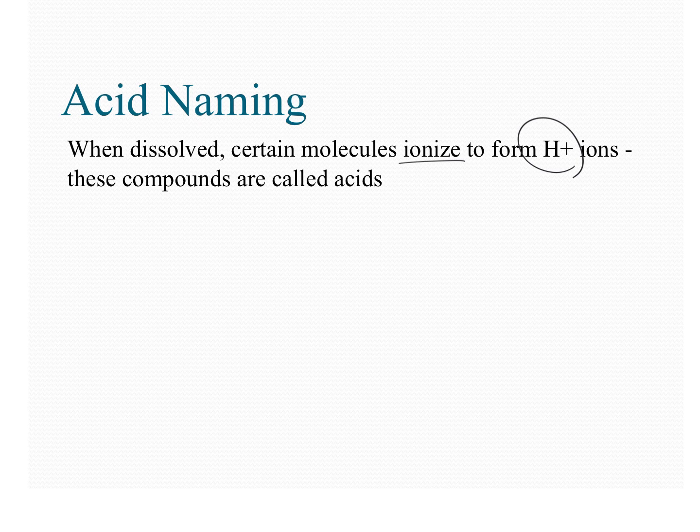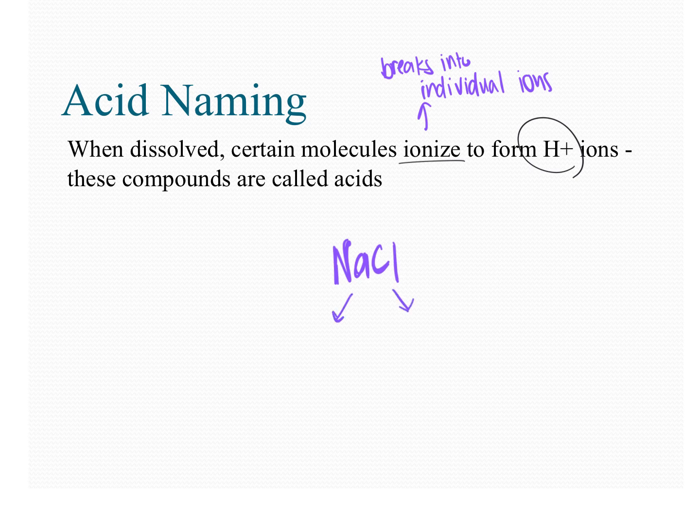That's what ionizing means, right? Ionize means breaks into individual ions. Let me give you an example: NaCl. Do you know what compound that is? It's salt, typical table salt. When we put salt into water, it dissolves or ionizes. That means the sodium and the chloride separate, and we are left with Na plus 1 and Cl minus 1. That's what it means to ionize.